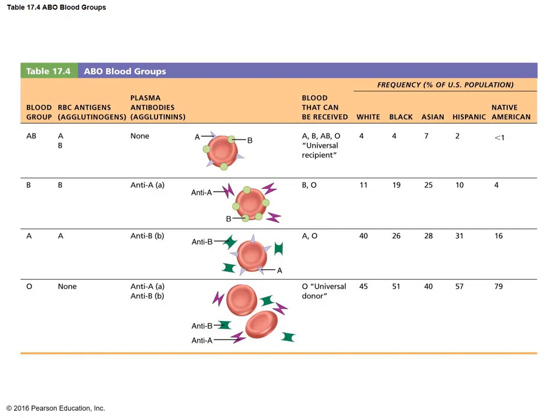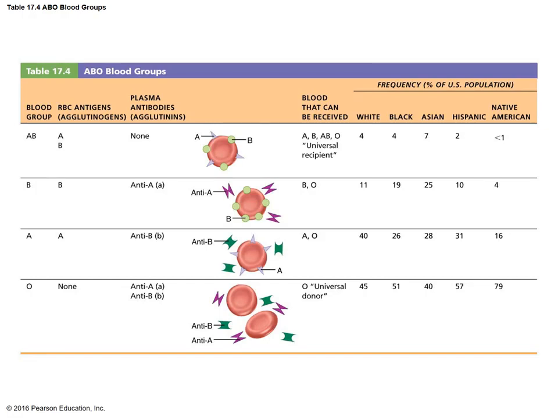Now this chart shows the ABO blood types, who can receive what, and the different frequencies within different population groups. So we start at the top left. The first column on the left is the blood group. So there are 4 different types: AB, B, A, or O. As we just said, the antigens that are on the surface of the red blood cell for each of the blood types are listed. Then the plasma antibodies that are in your plasma.